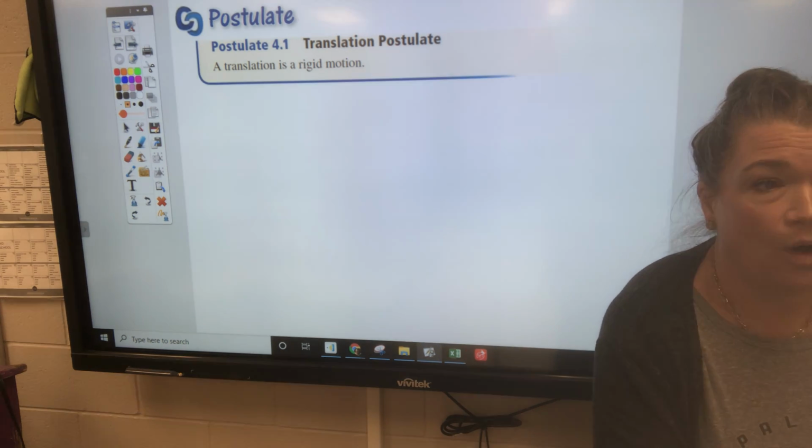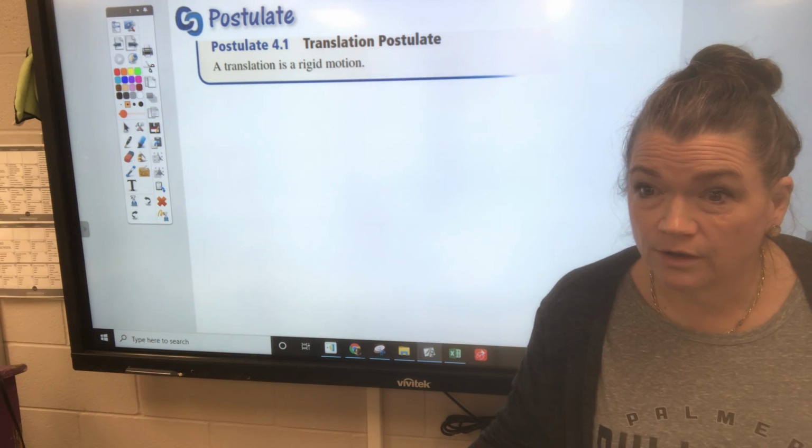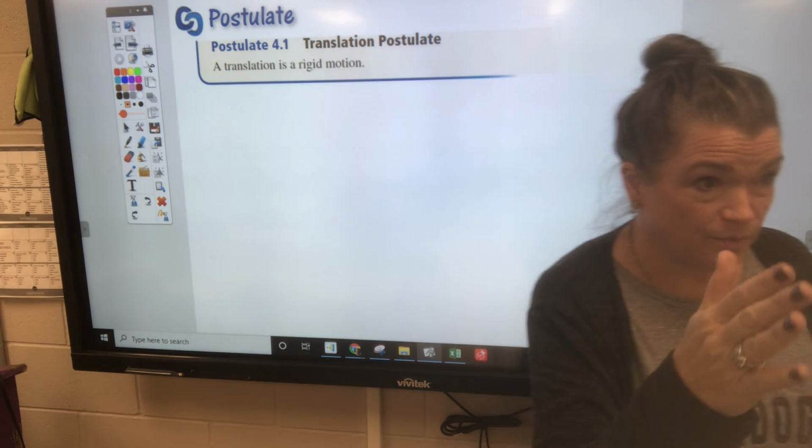What you want from furniture is rigidity. You want it to be rigid.